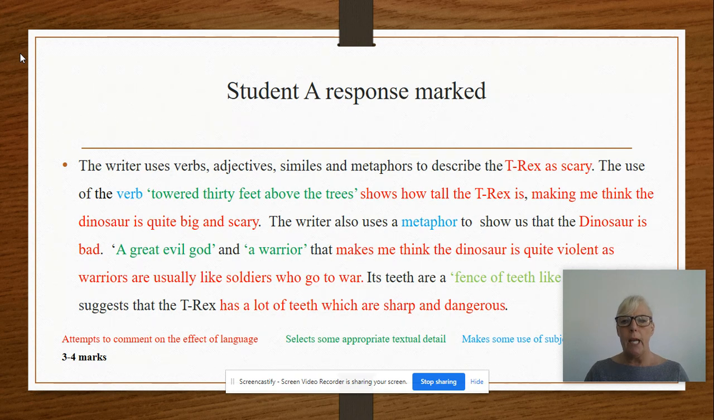What you could do here is you could just take this student A response, compare it with the response that you've written, or you could take this one and see if you could make this one a little bit better before reading student B's response. So I'll leave that up to you. So if you pause me now and have a go at that, and then come back and we'll have a look at the next slide.